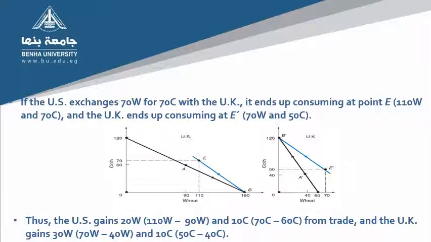On the other hand, the United Kingdom will specialize in the production of cloth. It will produce 120 yards of cloth and 0 bushels of wheat. It will get from the United States 70 bushels of wheat and give the United States 70 yards of cloth. As a result, the United Kingdom ends up consuming at E- 70 bushels of wheat and 50 yards of cloth. Thus, the United States gains 20 bushels of wheat and 10 yards of cloth from trade, and the United Kingdom gains 30 bushels of wheat and 10 yards of cloth from trade.